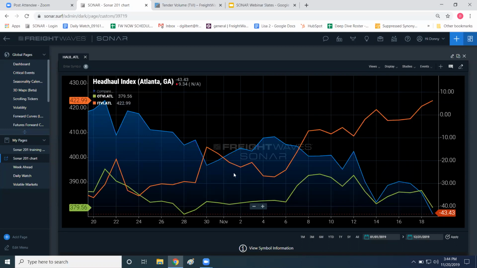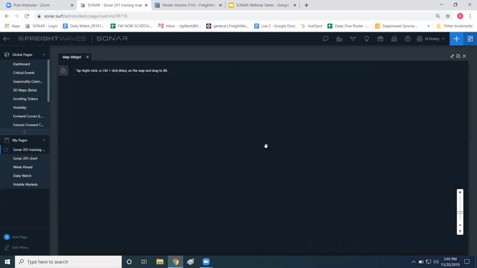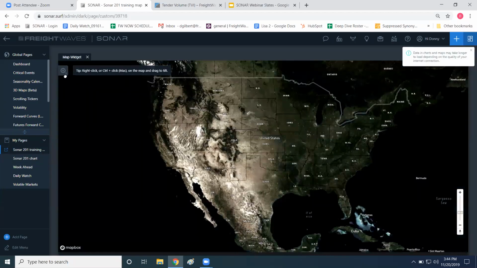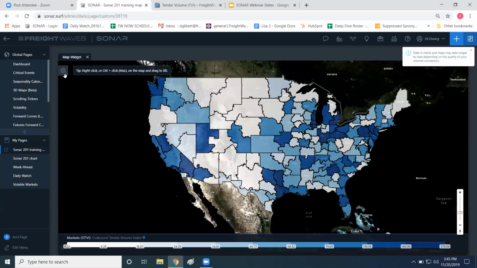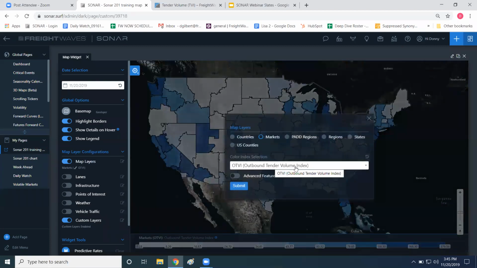Going forward, we're going to look into one of my favorites. Actually, I want to bring up one more thing with the Headhaul market. I'm going to swap over here to our map, and we were looking at outbound tender volumes on the map. I'm going to change it over and show you what a map looks like for the Headhaul Index.